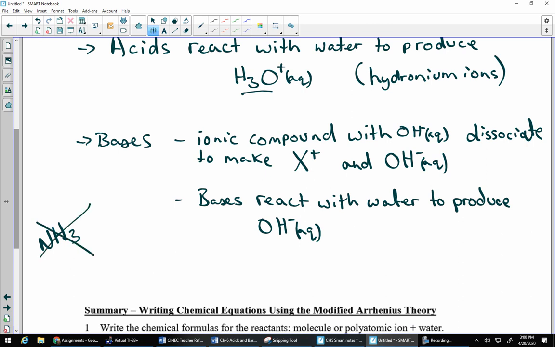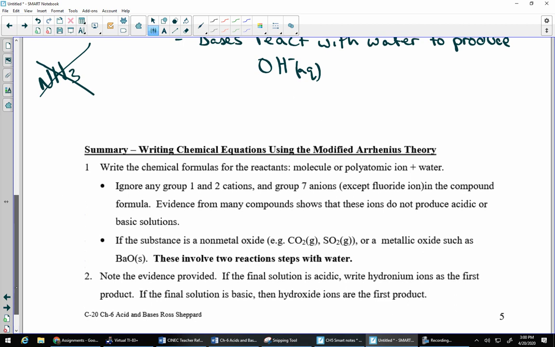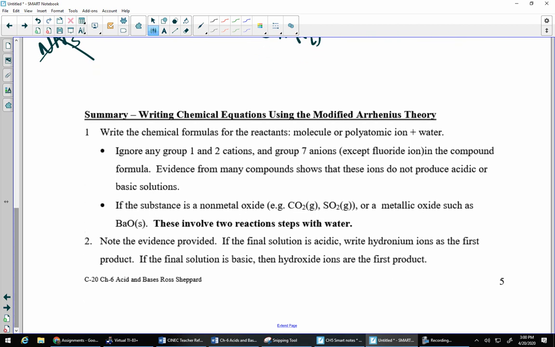All right, so let's go through a summary of how on earth we want to do this. We want to first write the chemical formulas for the reactants.